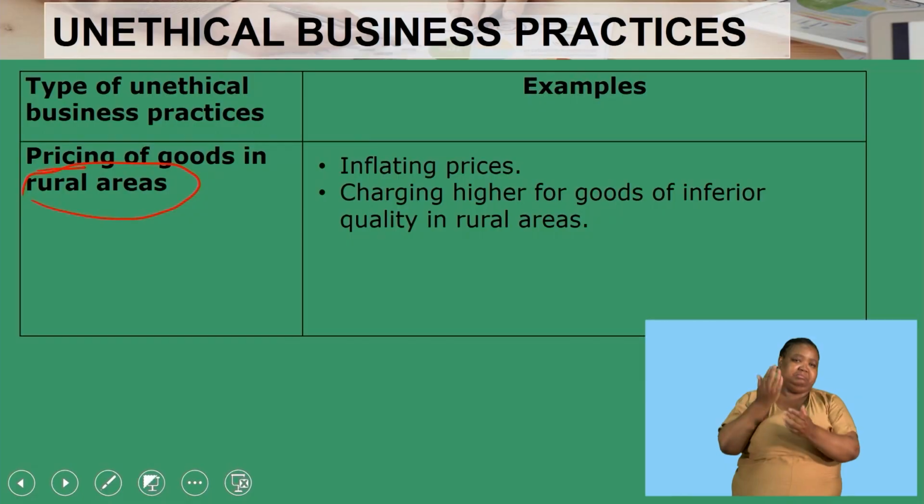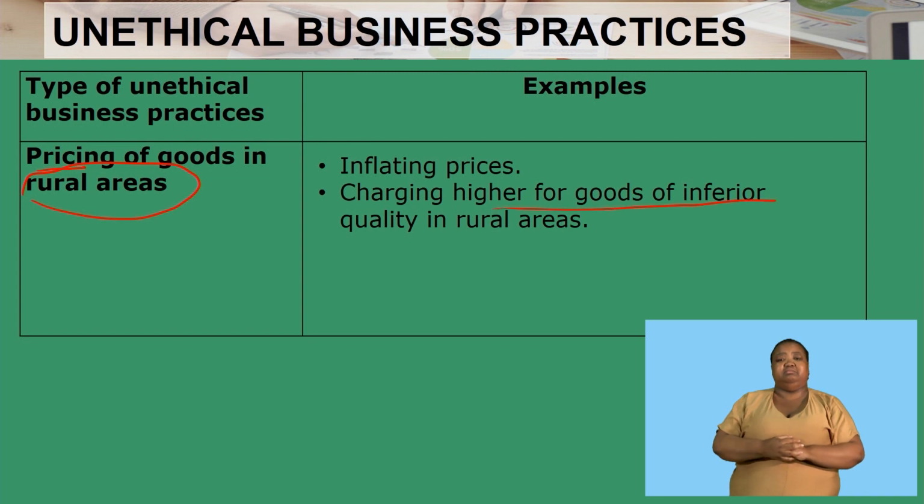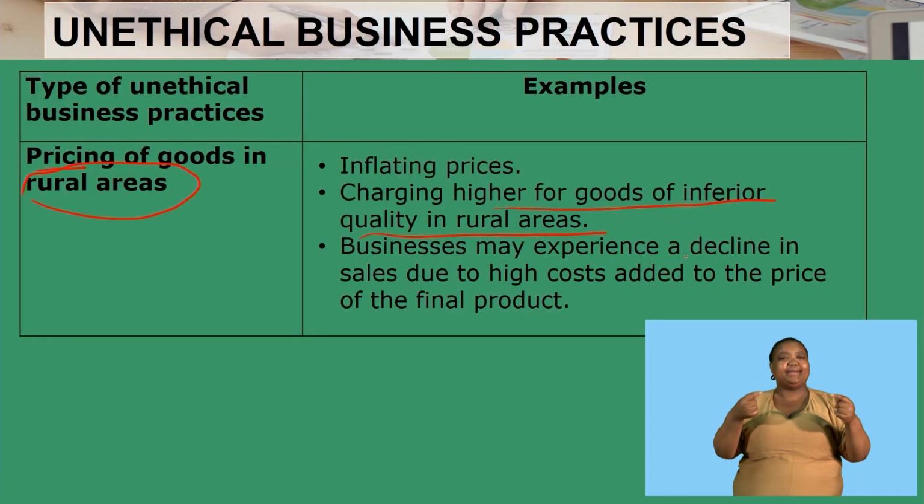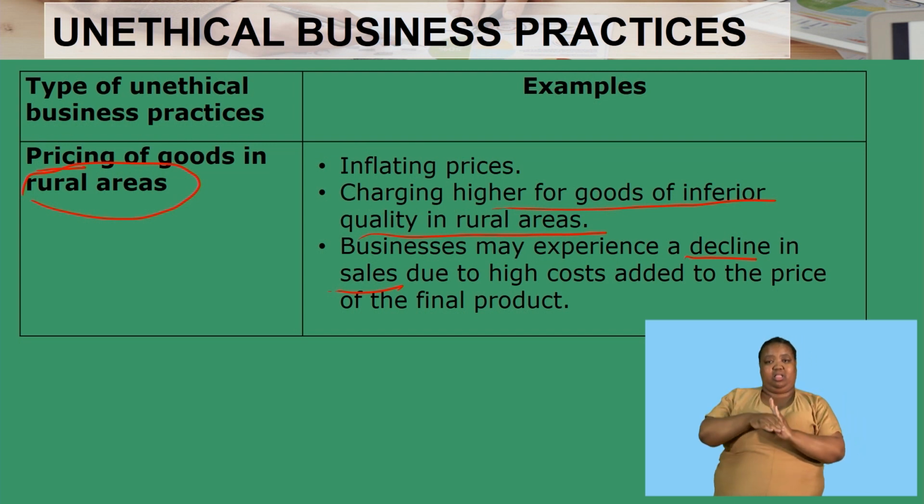Right, and then like charging higher for goods of inferior quality in rural areas. Why? Because you know that that product is very scarce in the rural area. Therefore, you're charging higher for that good or for that product. Businesses may experience a decline or a drop in sales due to high costs that are added to the price of the final product. So those are examples of pricing of goods in rural areas. Remember, it is an unethical business practice.